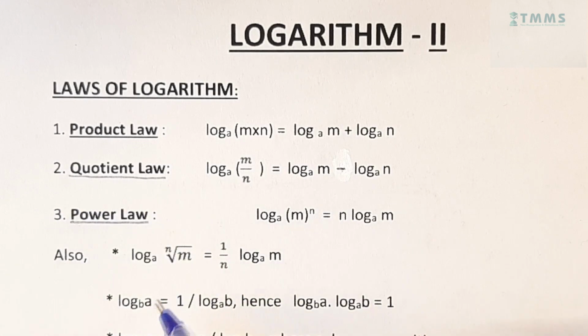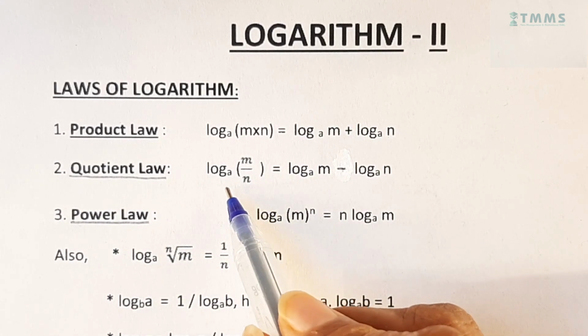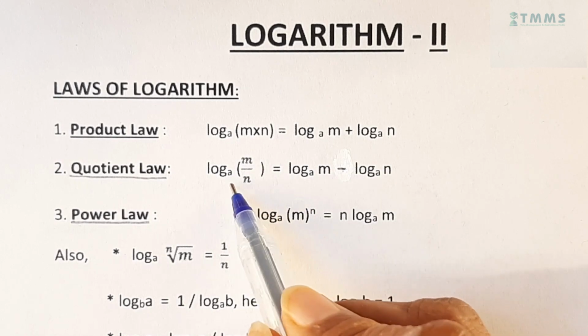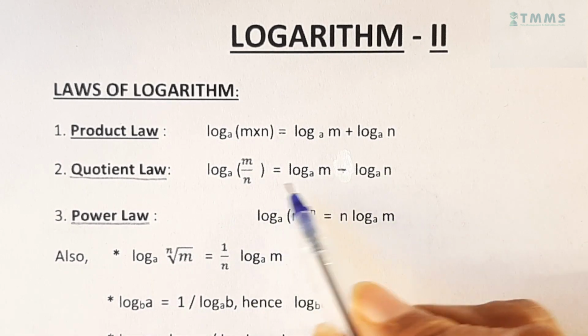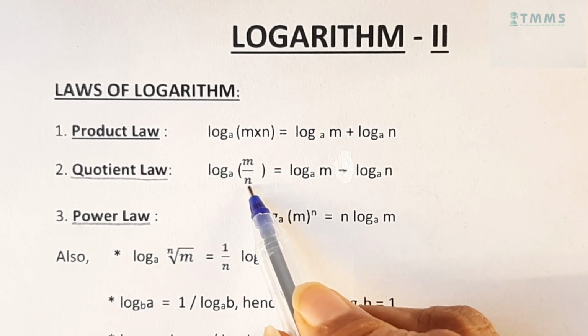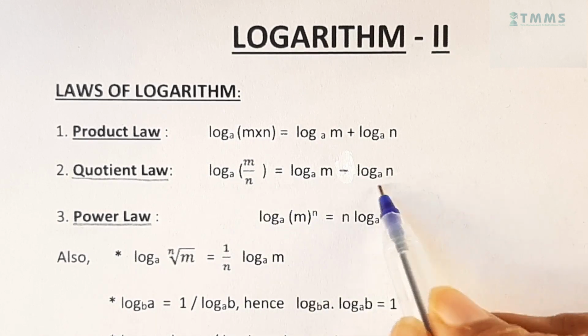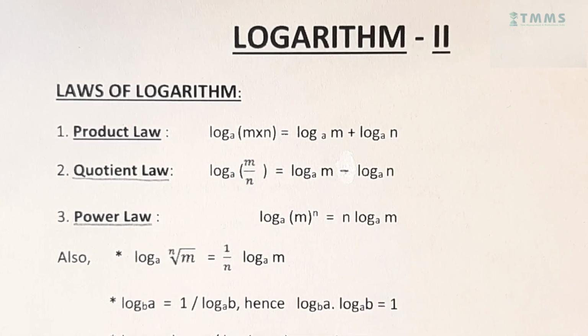The second one is quotient law. In quotient law, we are going to divide the numbers. So we have log m upon n to the base a will be equal to log of m to the base a, and now because we are dividing, we will subtract the log. So log of n to the base a will be subtracted.